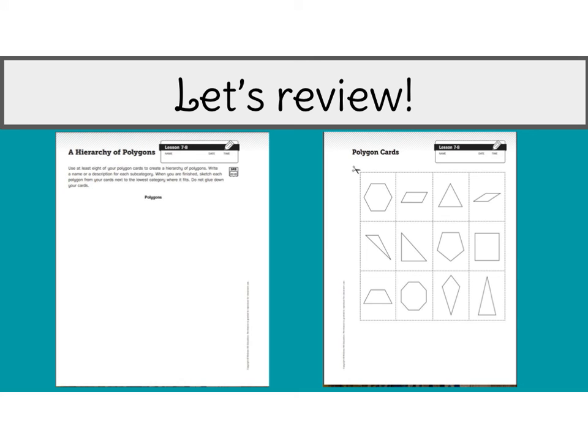So let's review. This is what your original page looked like. You had polygon cards on the right and your directions on the left. Again, we had to use at least 8 of the polygon cards to create a hierarchy of polygons. We had to write a name or a description for each subcategory. Making sure that you have lots of details always makes your answer better. When you are finished, you're going to sketch your polygon from your cards next to the lowest category where it fits, and you're not going to glue your cards down.